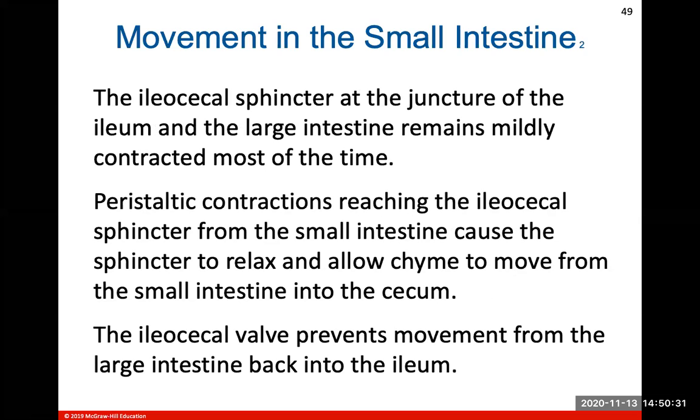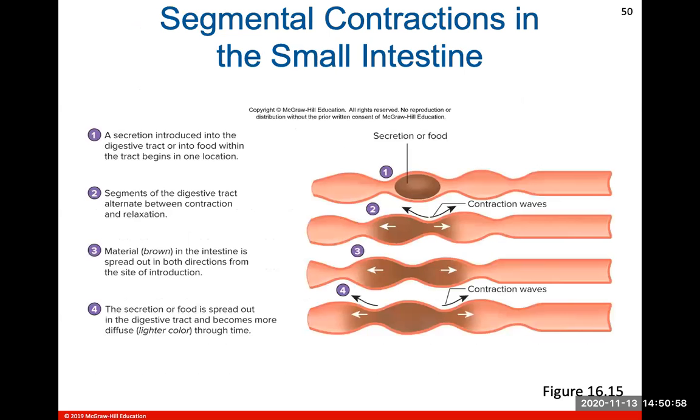The ileocecal sphincter is another sphincter at the junction of the ileum and the large intestine. It remains mildly contracted most of the time. Peristaltic contractions reaching the ileocecal sphincter from the small intestine cause the sphincter to relax and allow chyme to move from your small intestine into the cecum. And the valve will prevent the movement from the large intestine back into the ileum. Just like everything in the body, you want everything to flow in one direction. So here are the segmental contractions.